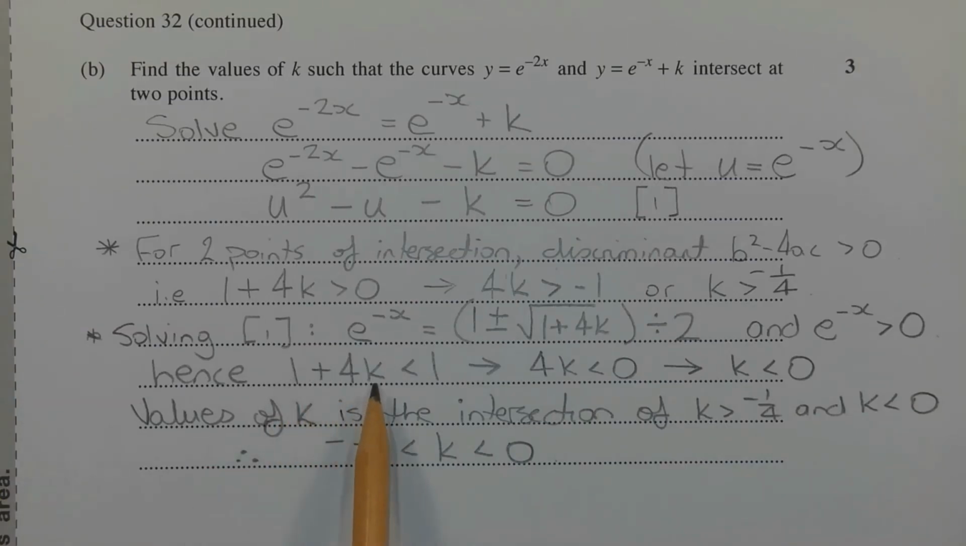So 1 plus 4k less than 1, we subtract 1 from both sides of the inequality, we get 4k is less than 0, which means k is less than 0. So the values of k is the intersection of these two inequalities, this one here and this one here. So k greater than negative 1 over 4 and k less than 0. Therefore, k is greater than negative 1 over 4 and less than 0.